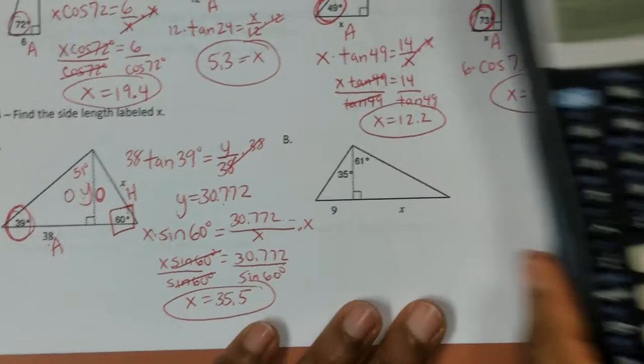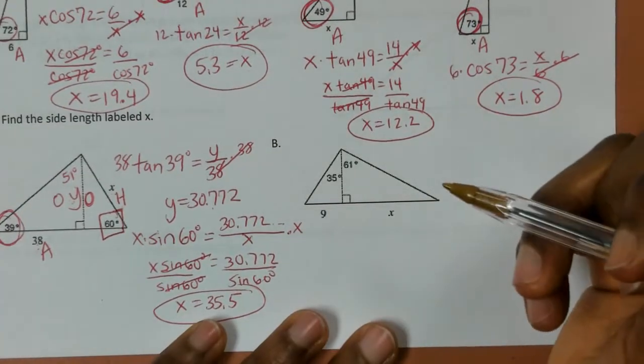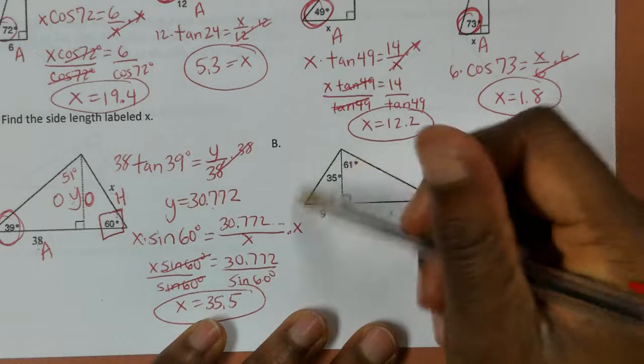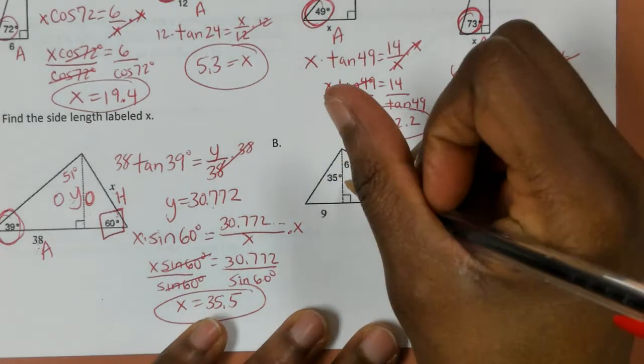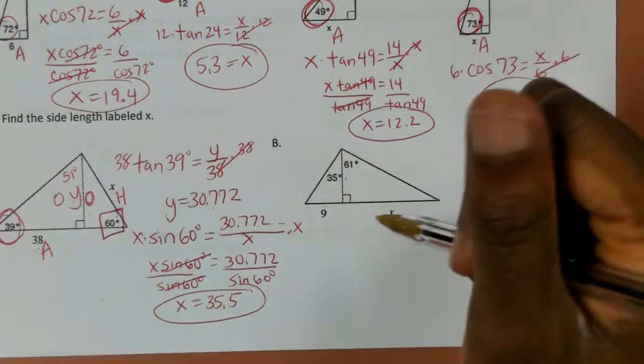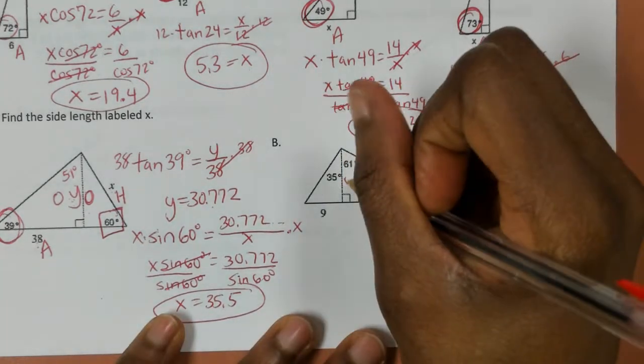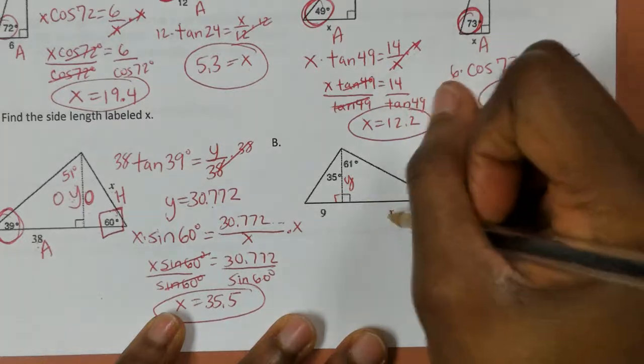Okay, 8. Again, I need to start with the left triangle because I have a side known on that left triangle, and I don't have a side known on the right triangle. I'm going to call it y since there's already an x.